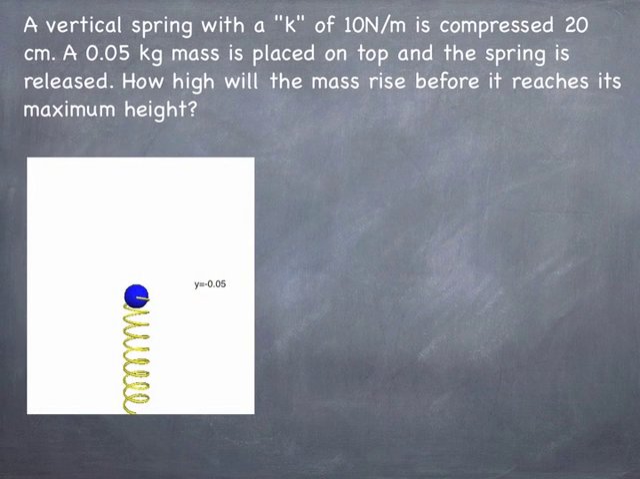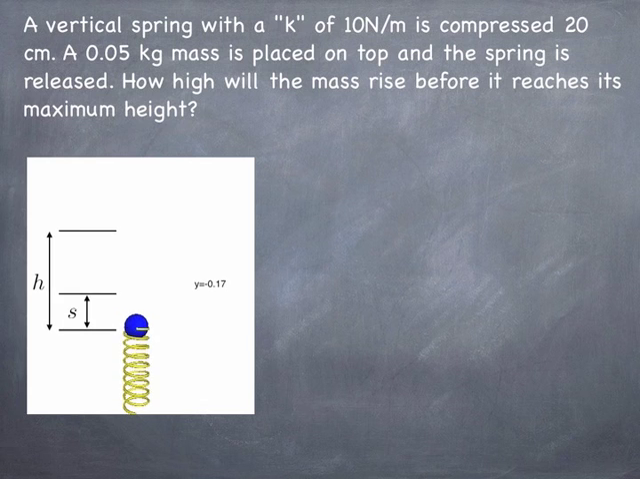A vertical spring with a certain spring constant is compressed, and a 50 gram mass, a 0.05 kilogram mass, is placed on top of the spring and released. How high will the mass rise before it reaches its maximum height? That's the question. So let's see what happens. We release the spring, the mass goes up, reaches some maximum height. s is the amount the spring is stretched. h is the change in the y coordinate of the ball.